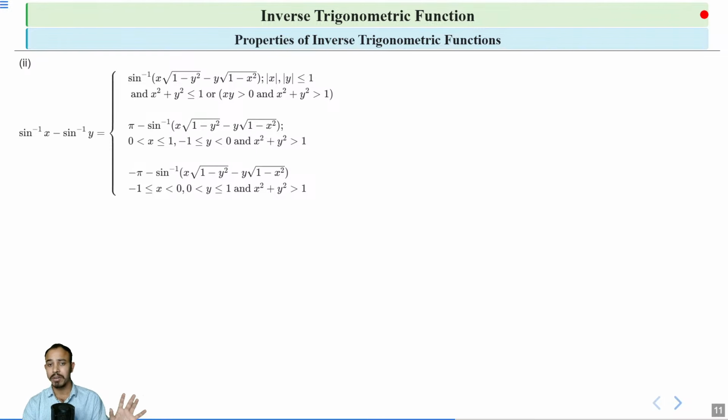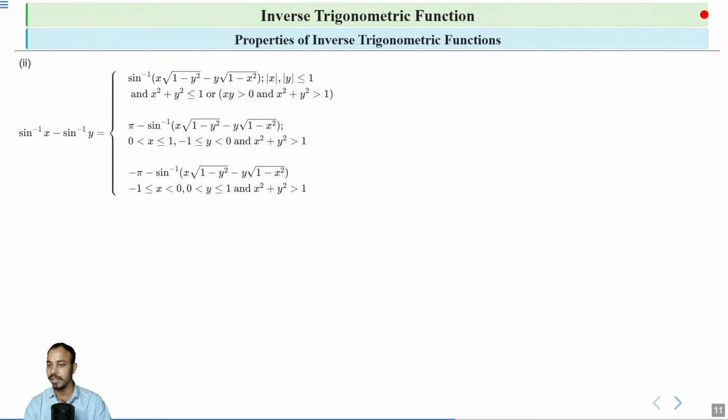Okay, and when 0 is less than x less than or equal to 1 and minus 1 less than or equal to y less than 0 and x square plus y square is greater than 1, then sine inverse x minus sine inverse y is equal to pi minus sine inverse of x times square root of 1 minus y square minus y times square root of 1 minus x square. Okay, so you have to remember here the condition for x and y, and then here you write the formula for sine inverse x minus sine inverse y.